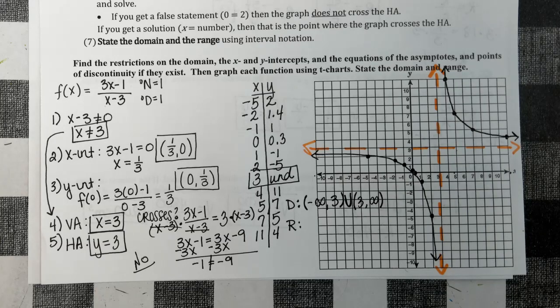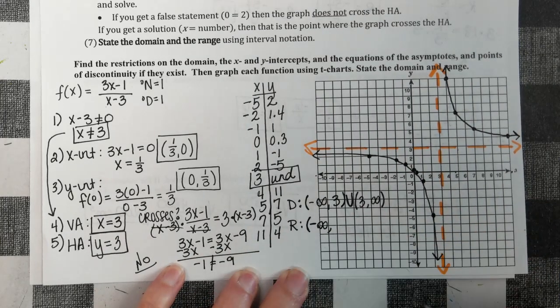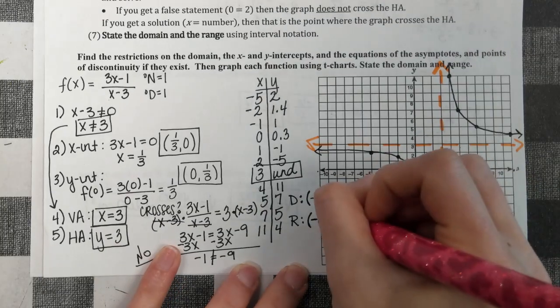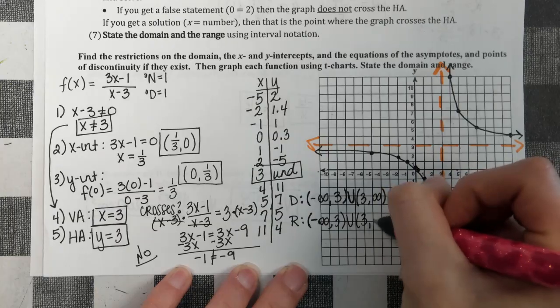All right. So for my range, if you look at that graph, what is the only restriction on my range? y cannot equal 3. Again, that just happens to be a coincidence. So our range, you're going to go from bottom to top, so negative infinity till you hit that 3. Pick it back up at 3 and go to infinity.